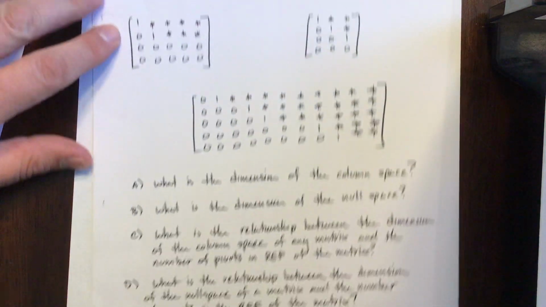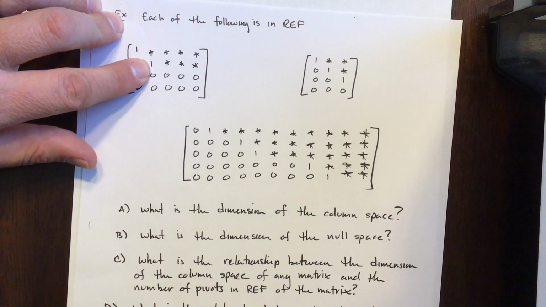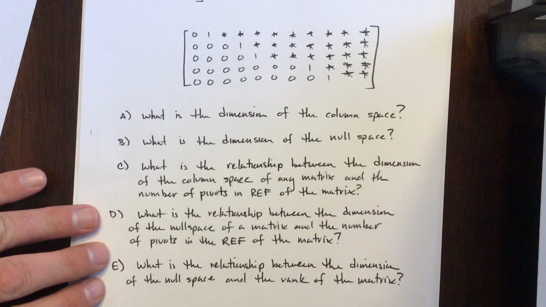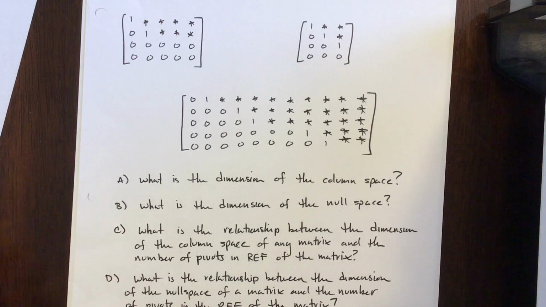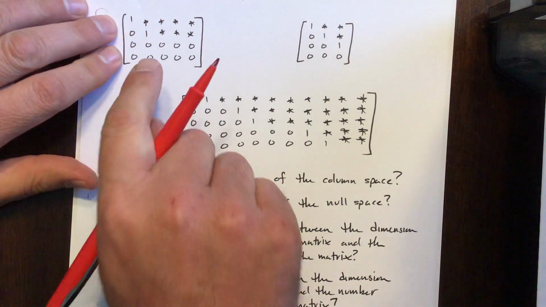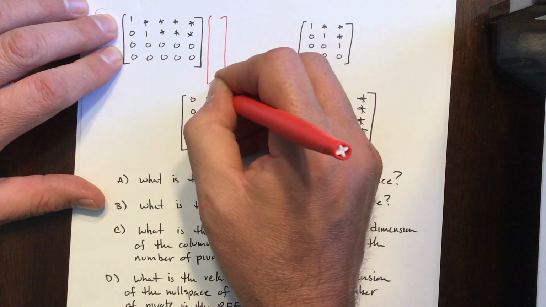The dimension of the column space is the same as the number of pivots in your matrix. Letter D, what is the relationship between the dimension of the null space of the matrix and the number of pivots in the row echelon form of the matrix? Well, the dimension of the null space is going to be the difference of the number of components you'd multiply the matrix by. So in this case, what would you have to multiply this 4 by 5 matrix by? Well, you'd have to multiply it by a 5 by 1.